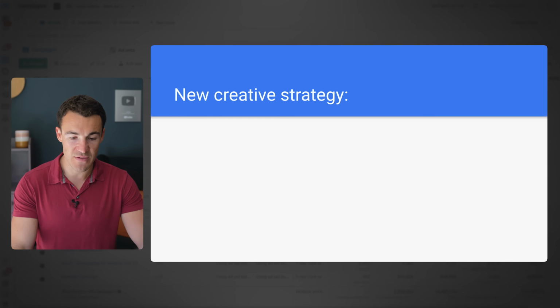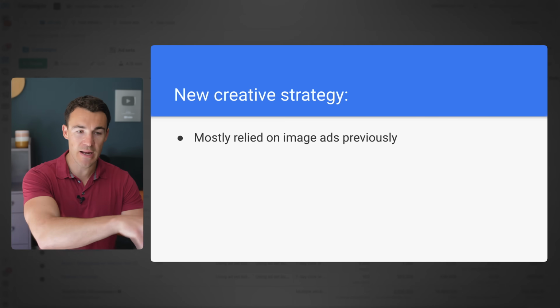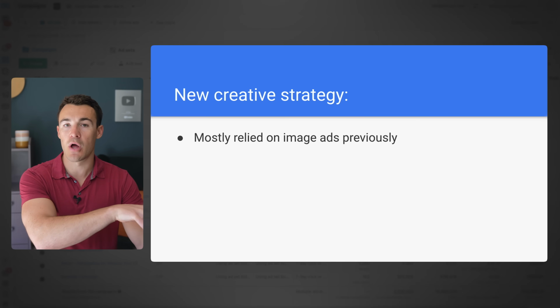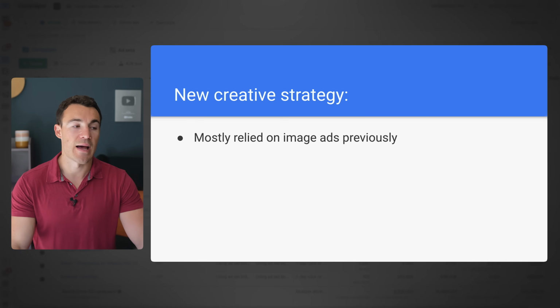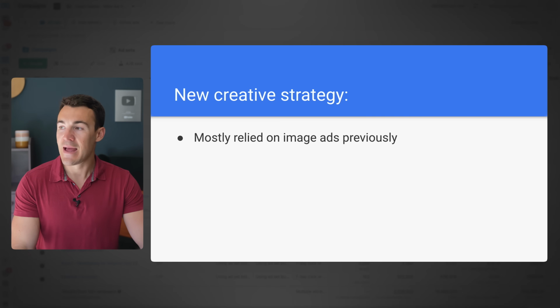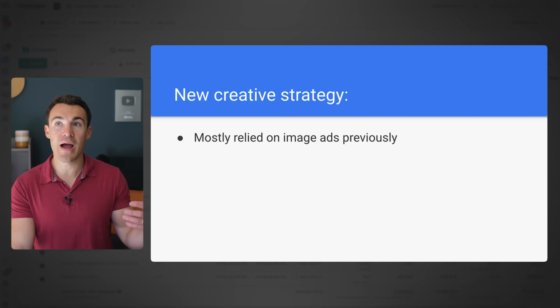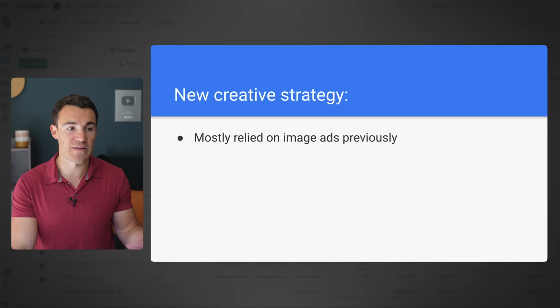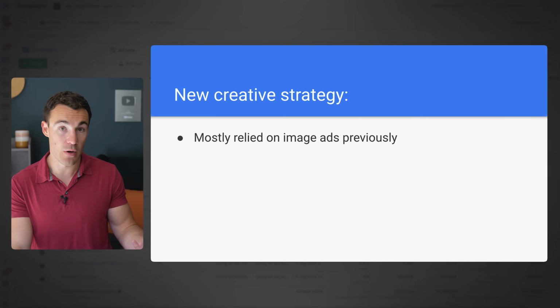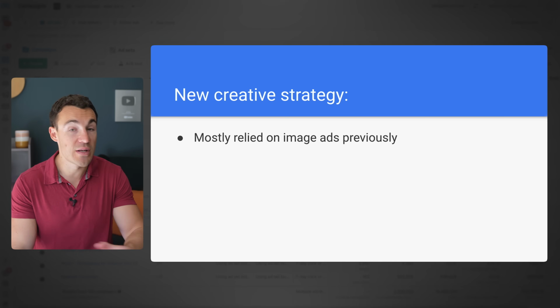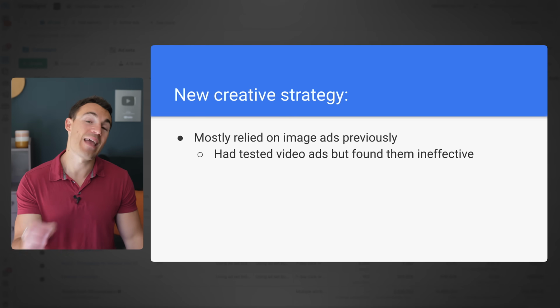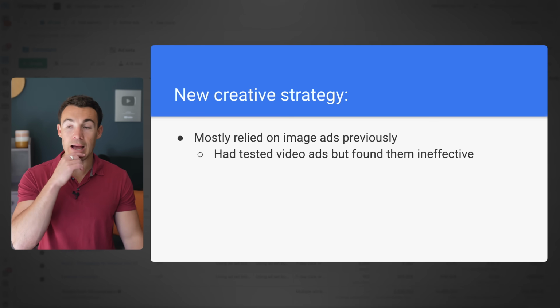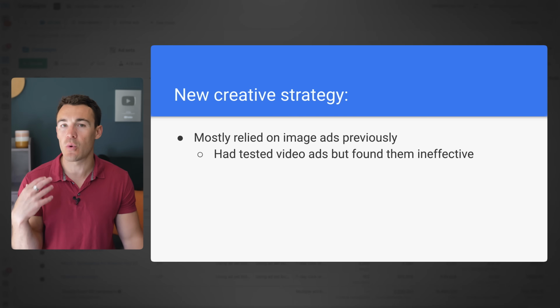Let's talk about the creative strategy. So like I said, I had a slide talking about mostly relying on image ads as the type of ad format that was used to sell these products. And that makes sense with low average order value products, inexpensive products, impulse purchases. We often say that simple ad formats work the best. So I totally understand why they'd settled on image. They had tested videos previously, but found them ineffective. And I hear that story quite a lot.